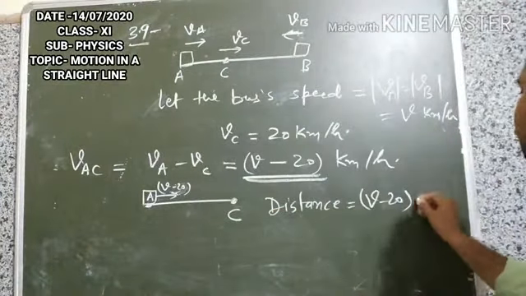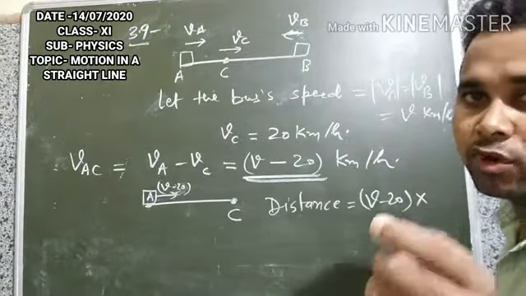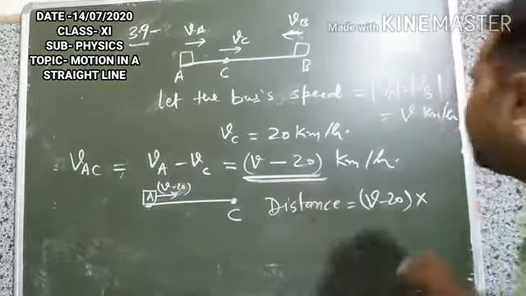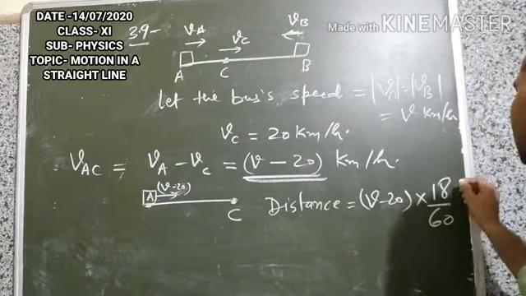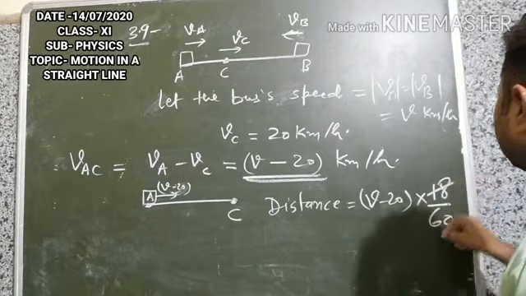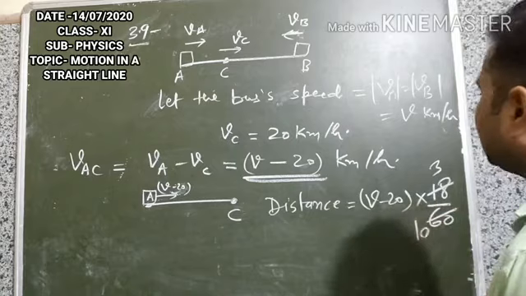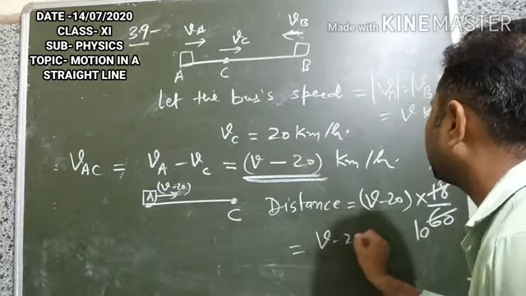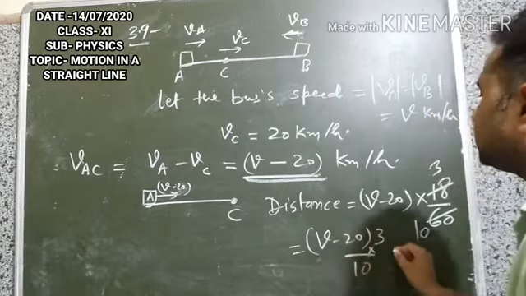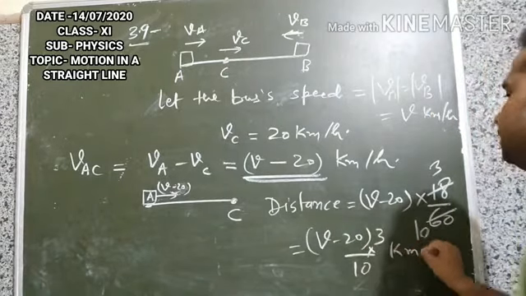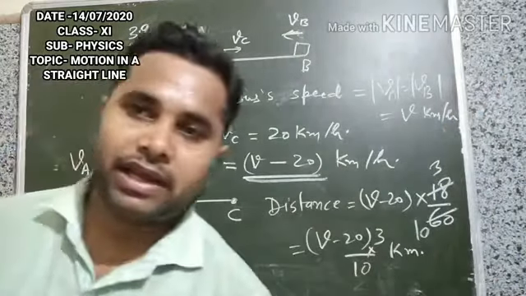So V minus 20 into time, given as 18 minutes. So we have to convert this 18 minutes into hours. So 18 by 60. Or you can cancel this fraction by 6: 3 and 10. So this is V minus 20 into 3 by 10. This is in kilometers. This is the distance traveled by the bus to reach the cyclist.